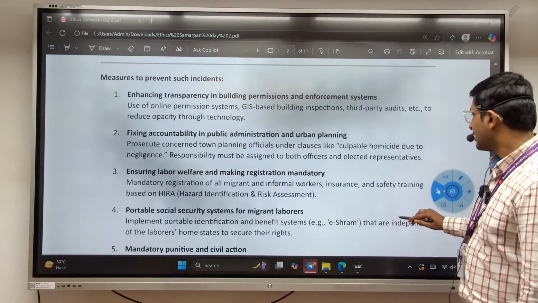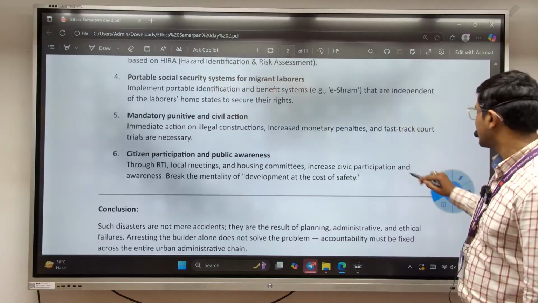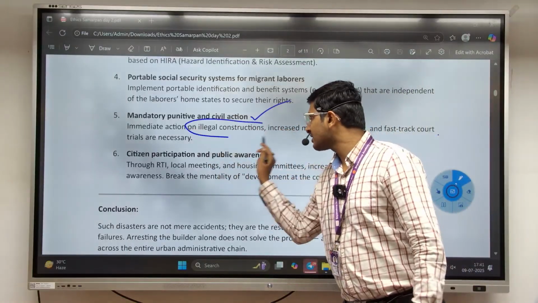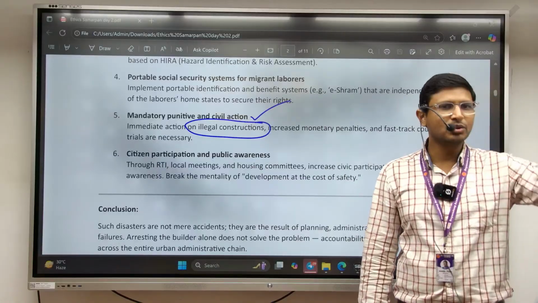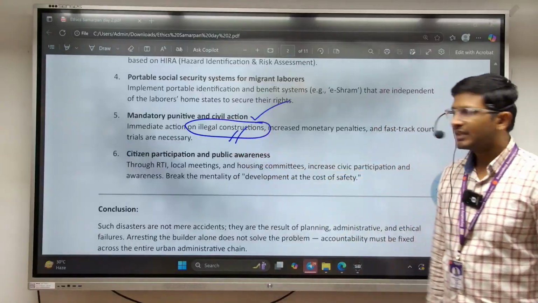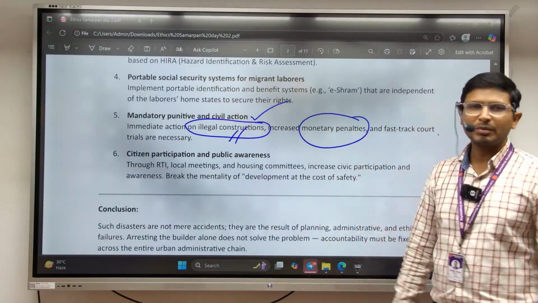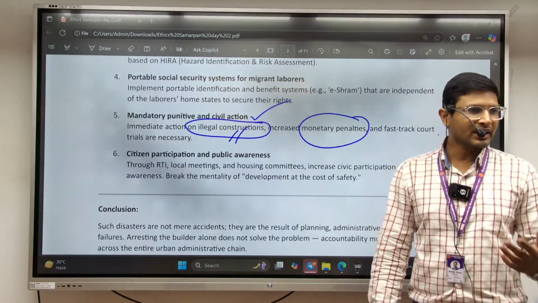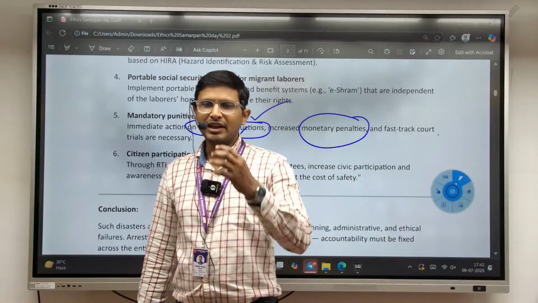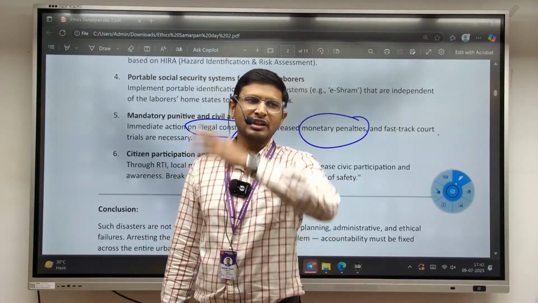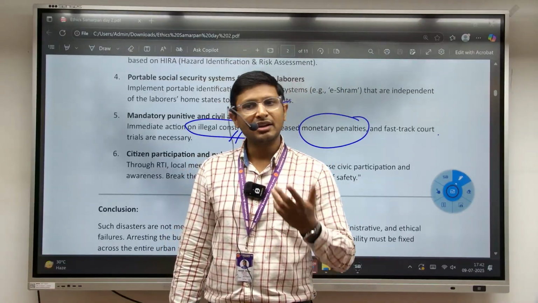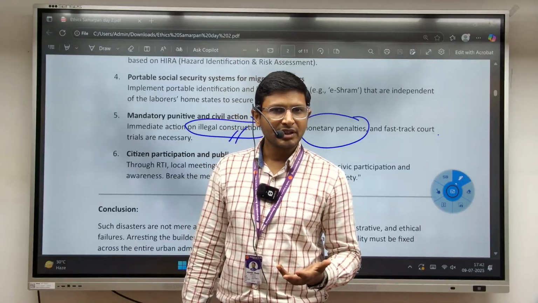Then mandatory punitive and civil action should be taken on illegal construction. For example, immediate action on illegal construction, गिरा दो illegal construction, अगर एक्स्ट्रा बनाया है गिरा दो उसे, mandatory action. Increase monetary penalties, जिनको पेनाल्टी लगने वाली है उसे बहुत ज़्यादा बढ़ा दो. होता क्या है कि हमारे यहाँ पेनाल्टी बहुत कम है, अगर कुछ भी हो जाता है तो 1 लाख, 10 लाख, एक फ्लैट खरीदने जाओ तो करोड़ों खर्च होते हैं और पेनाल्टी 5 लाख की है, इतने लोग मर गए या एक्स्ट्रा तुमने हाउसेस बना दिए, 5 लाख 10 लाख की पेनाल्टी हो जाती है. So you have to increase the penalty.